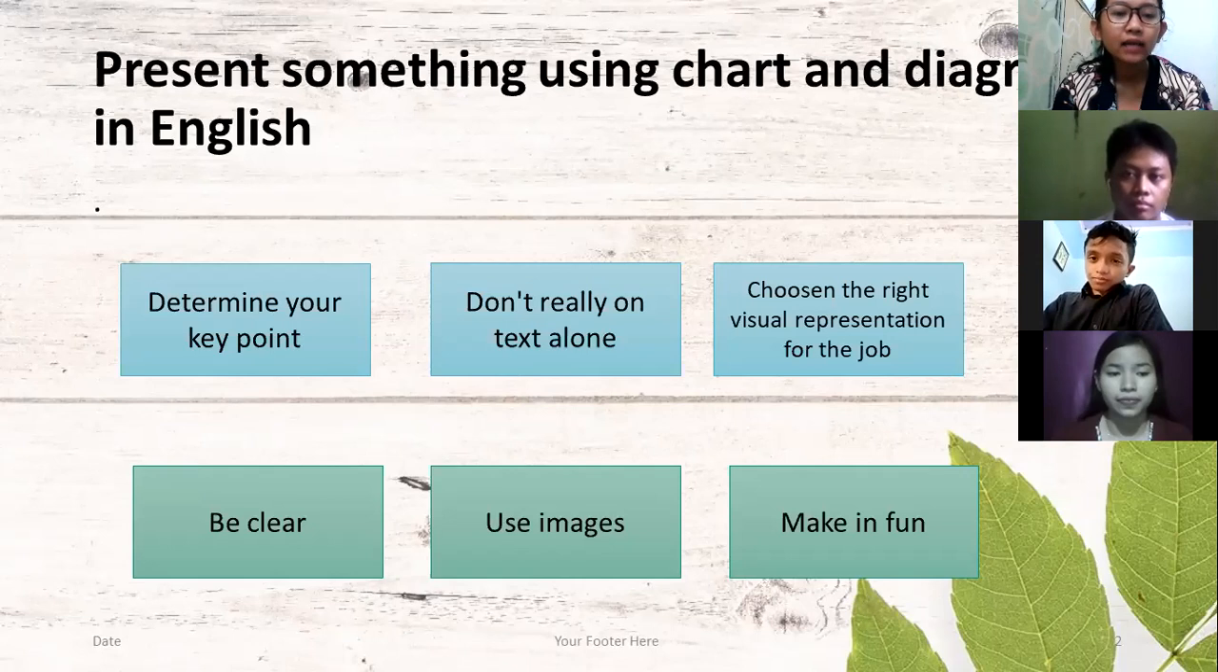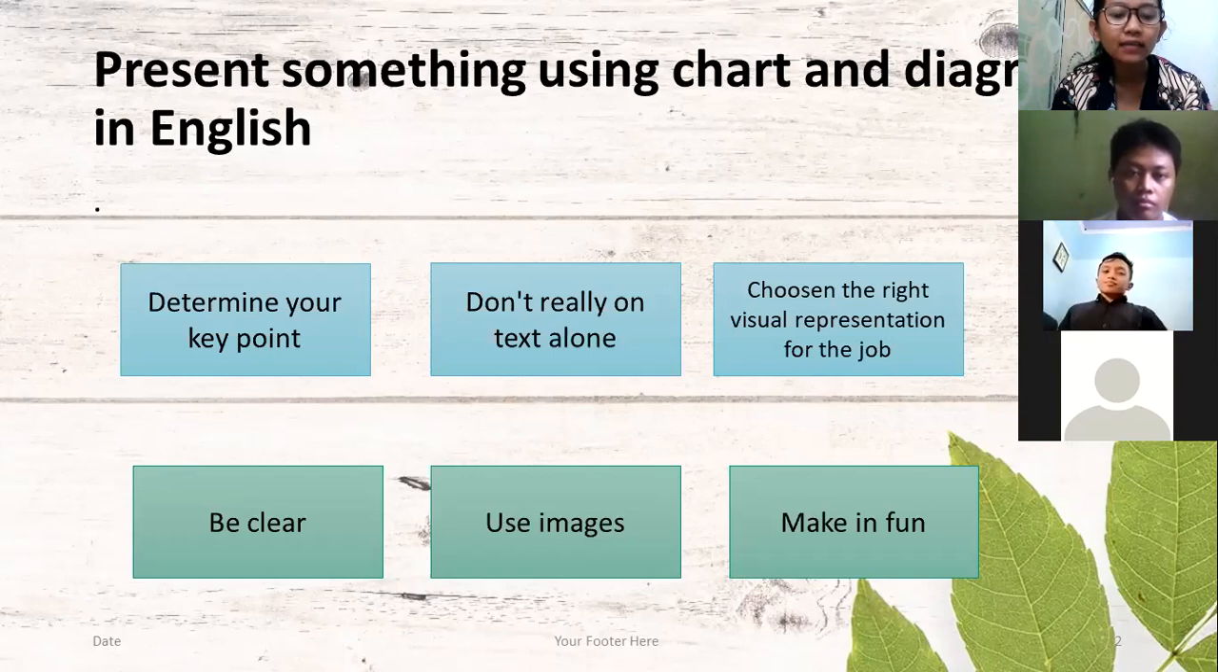Okay, the next is be clear. Graphs and charts are used to tell your information. So, you must make your graph and chart give some information to the audience. So, choose the few data points that deliver your message strongly and represent those.